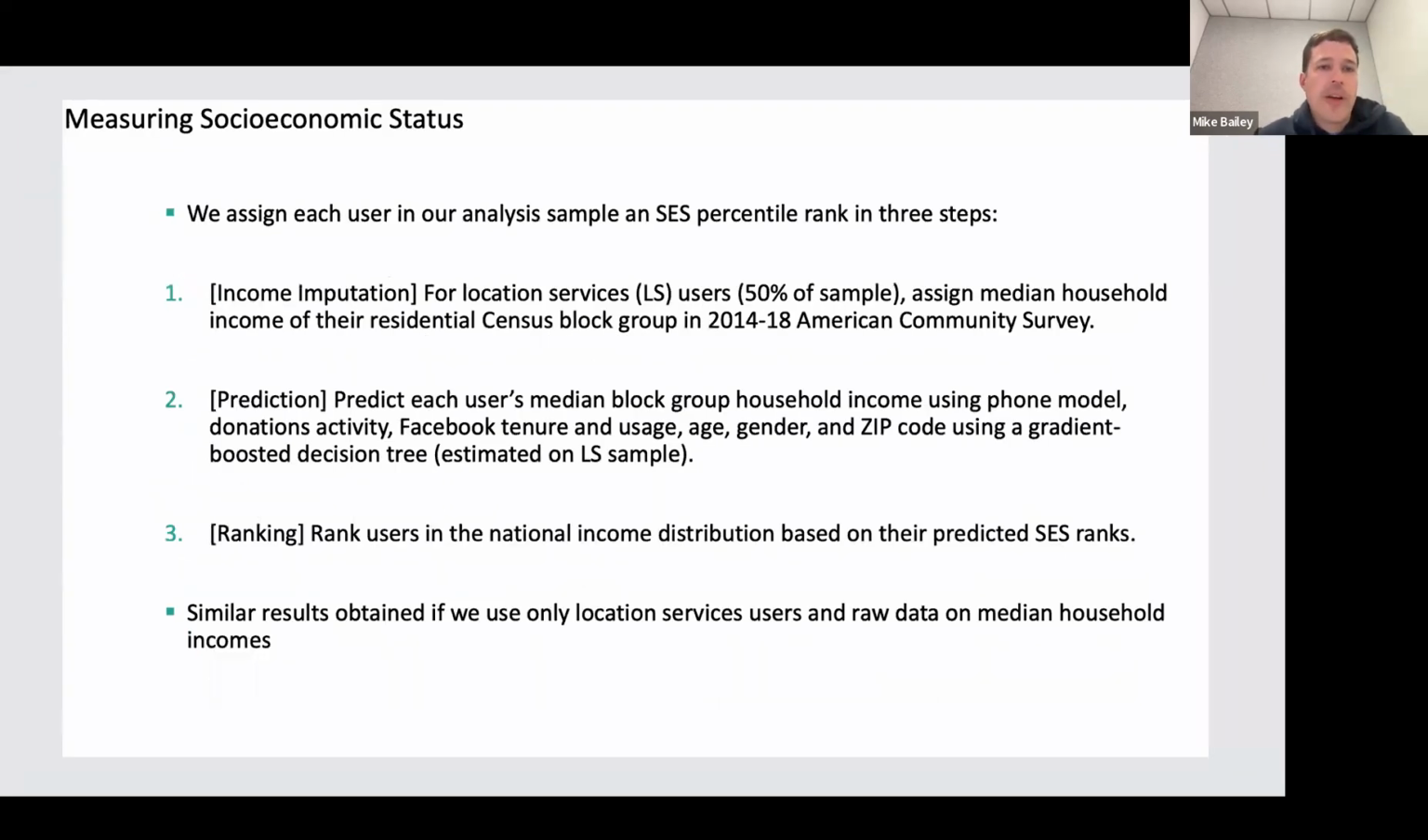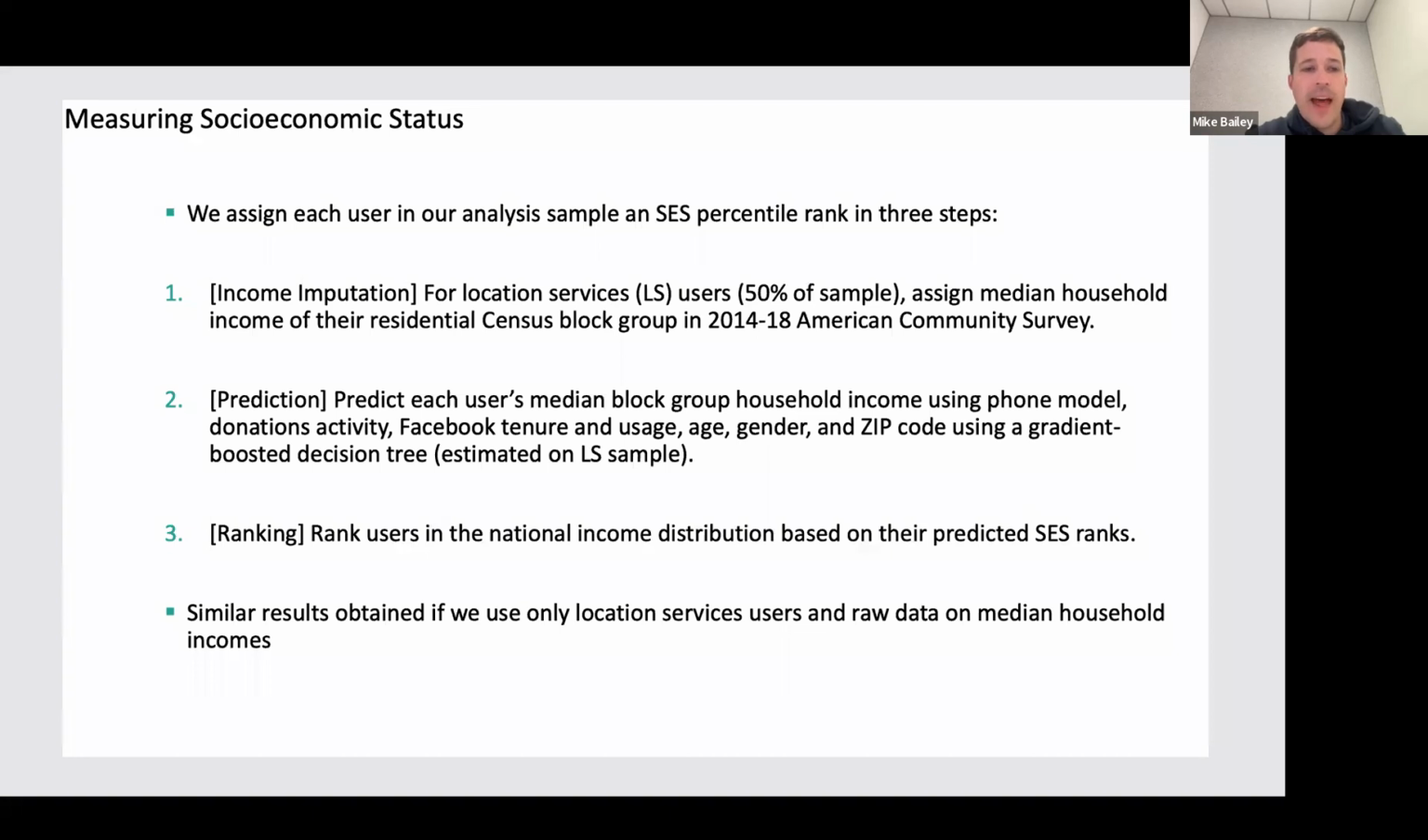To measure socioeconomic status, a big part of this is we want to understand how the rich and poor are connected in different areas. So to measure SCS, we basically did three things. First, we took a sample of users who had location history, which is a setting in the app in their phone that let us collect location information. And then we could assign them income based on census block group information from the American Community Survey.